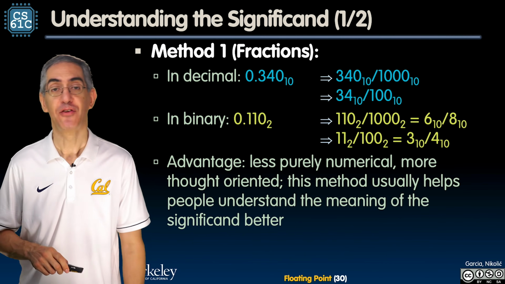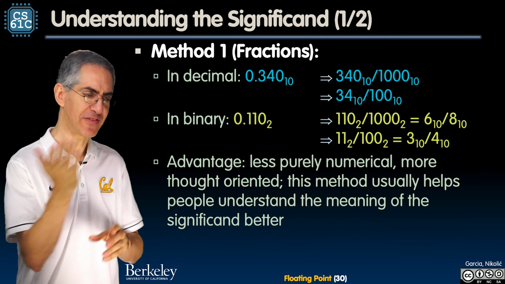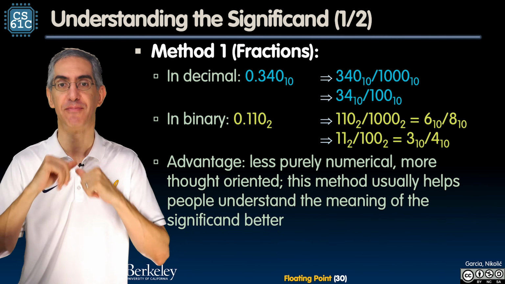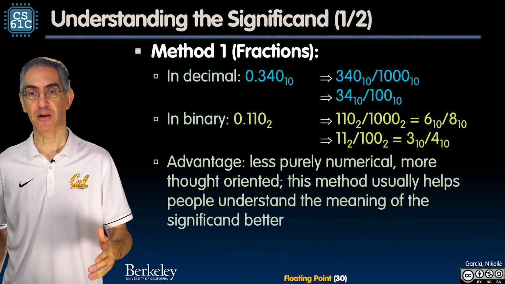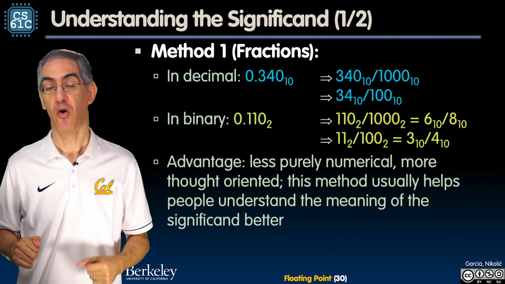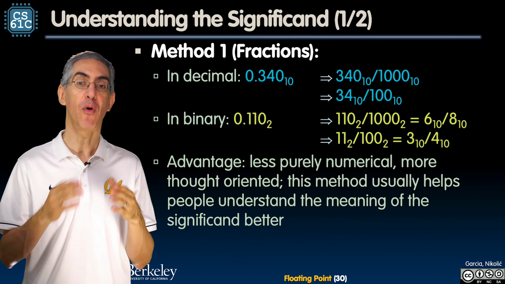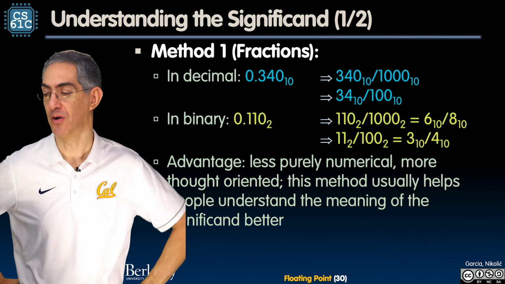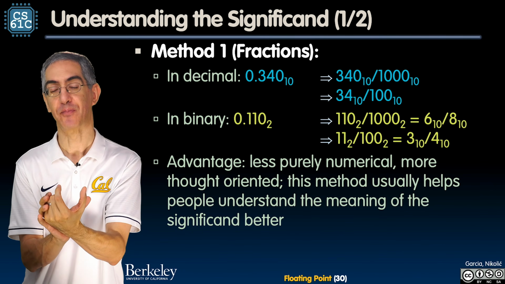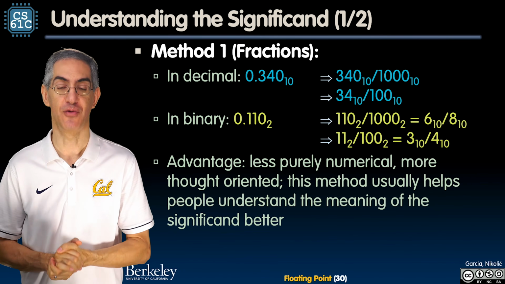All right, so let's see if we can understand the significand a little bit better. I mentioned this a couple of videos ago, but I want to be clear about it. If I give you 0.34, you can say it's really like 0.340. It's like having 340 over 1,000, or 34 over 100. So it's 34 hundredths. Same way, 0.110, that's like saying 6 over 8. I had 3 bits for the 8, so 6 over 8, or 3 over 4.